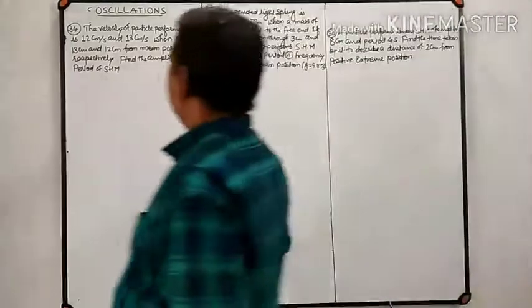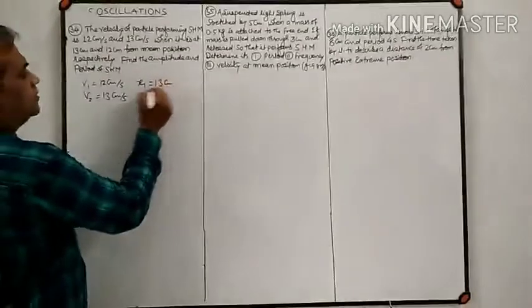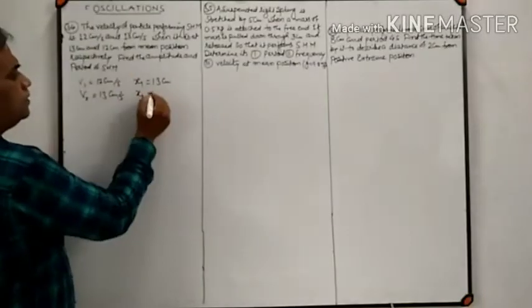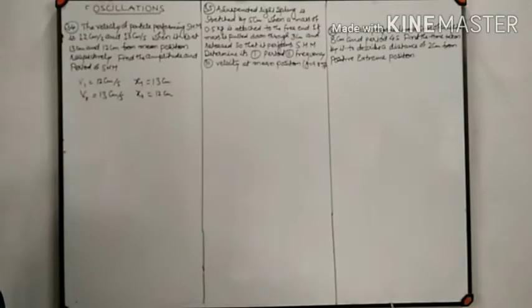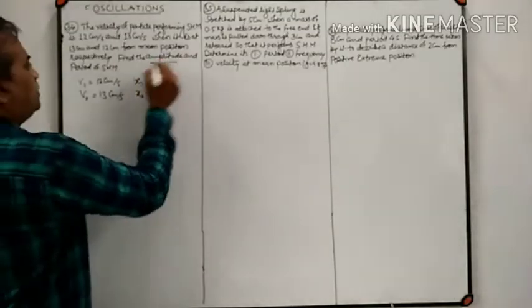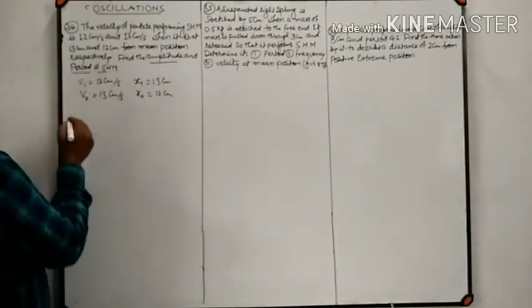Now again, these are some important examples. The velocity of a particle performing SHM, V1 is equal to 12 centimeter per second and V2 is equal to 13 centimeter per second, when it is at x1 equal to 13 centimeter and x2 equal to 12 centimeter from the mean position respectively. Find the amplitude and period of SHM.